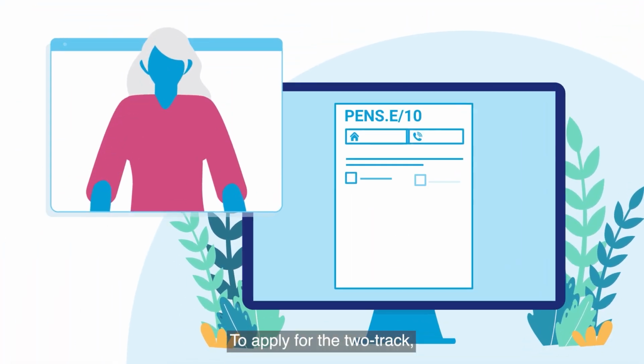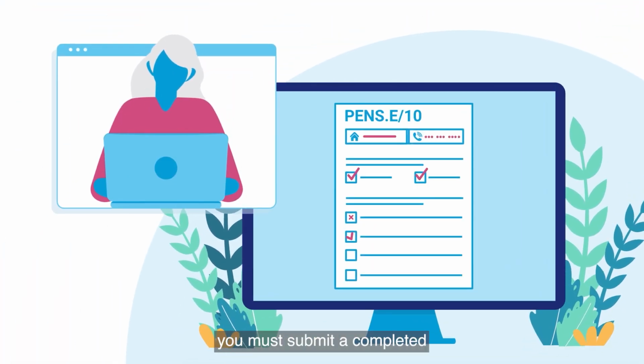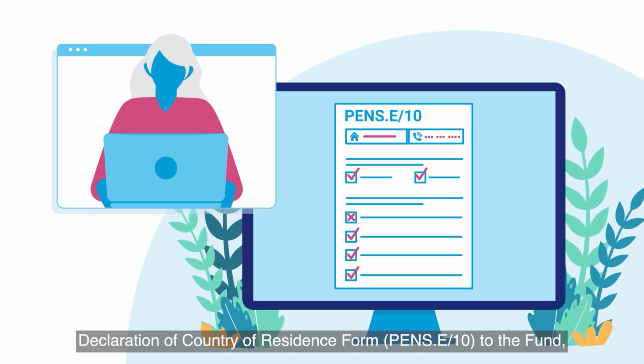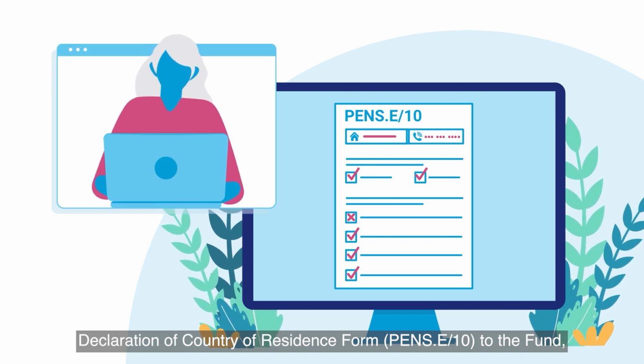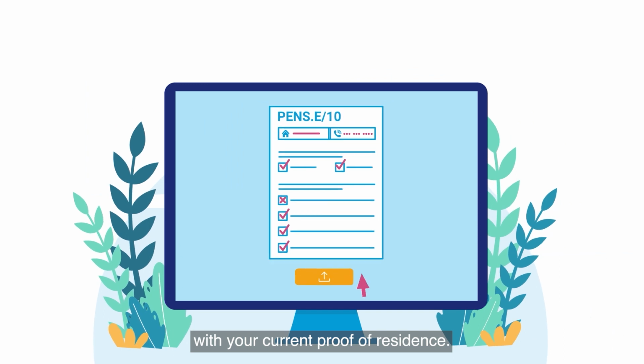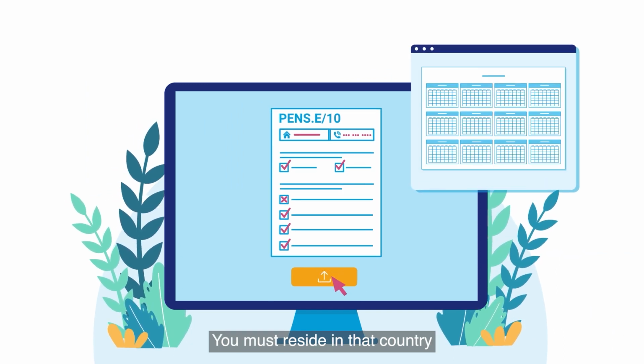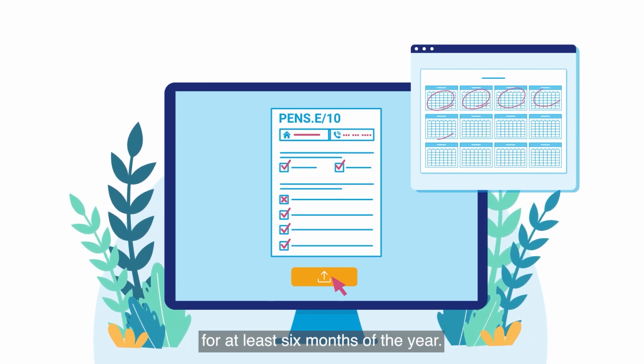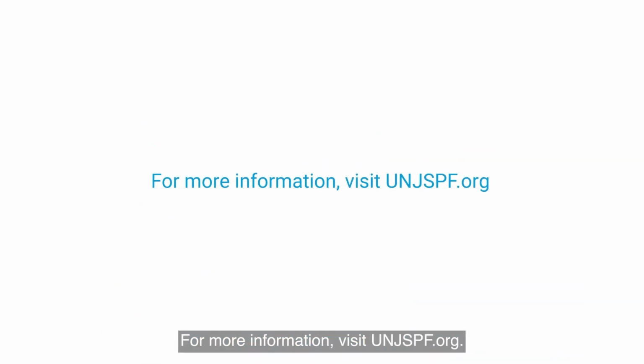To apply for the two-track, you must submit a completed Declaration of Country of Residence form to the fund with your current proof of residence. You must reside in that country for at least 6 months of the year. For more information, visit unjspf.org.